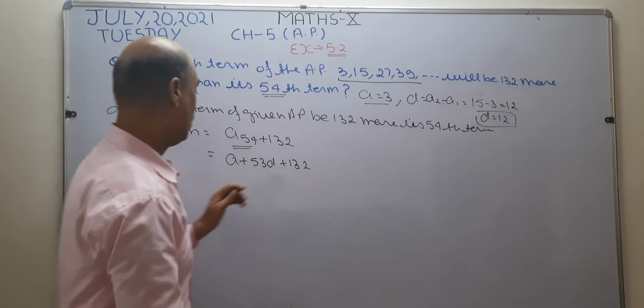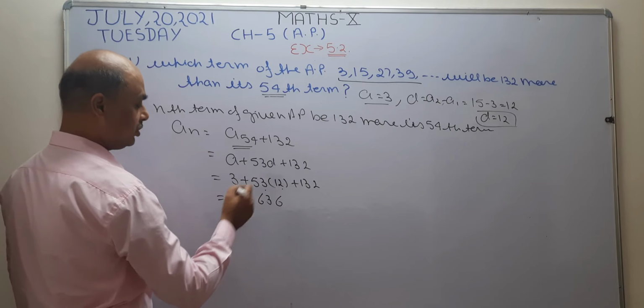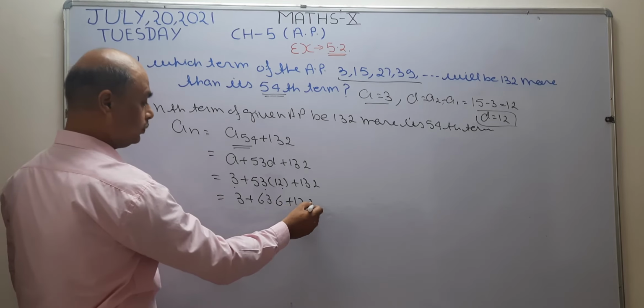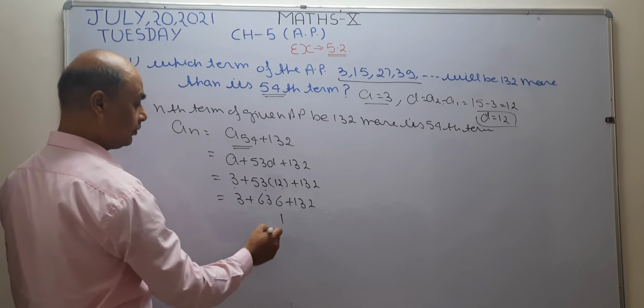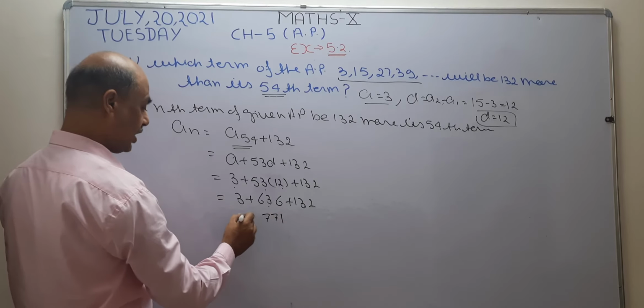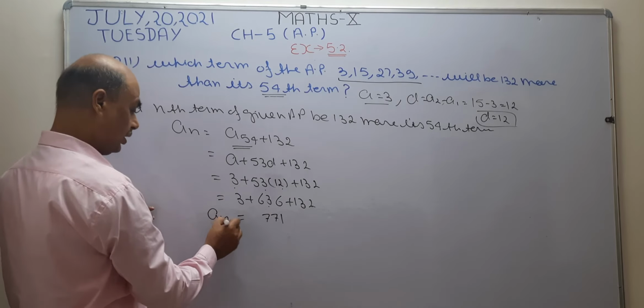Okay. Now I want to substitute the values of a and d from the given AP. So a is given as 3, 53 is there, the value of d is 12, and I write here 12 and 132. So this 3 is going to remain the same. 12 3s are 36, 3 is left. So this becomes 636 plus 132. Now 6 plus 2, 8, 8 plus 3, 11. So 3 plus 3, 7. So this becomes 771. Now I got the value of the nth term is equal to 771.